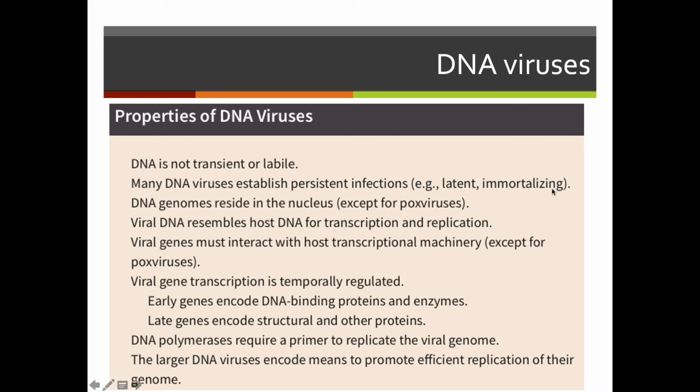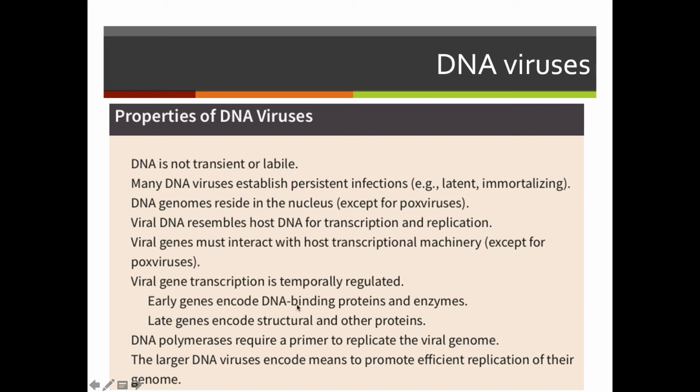They can also be immortalizing. They can cause cancer. DNA genomes are found in the nucleus, like we saw on the previous slide, with the exception of pox viruses. We'll talk about pox viruses in a little while. Viral DNA looks a lot like host DNA, so we use the same transcription and replication machinery. Viral genes have to interact with the host transcriptional machinery. That's why the genome goes into the nucleus, with the exception of pox viruses.